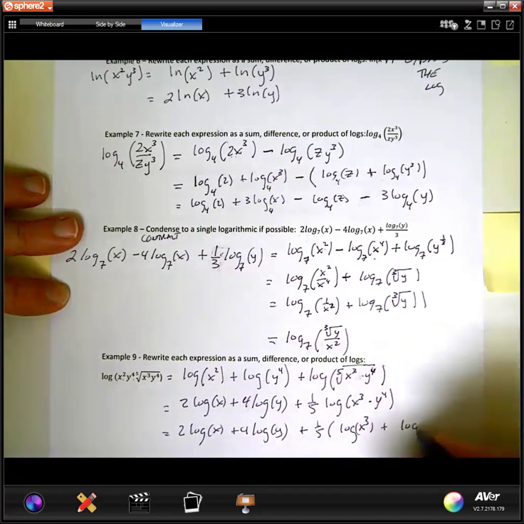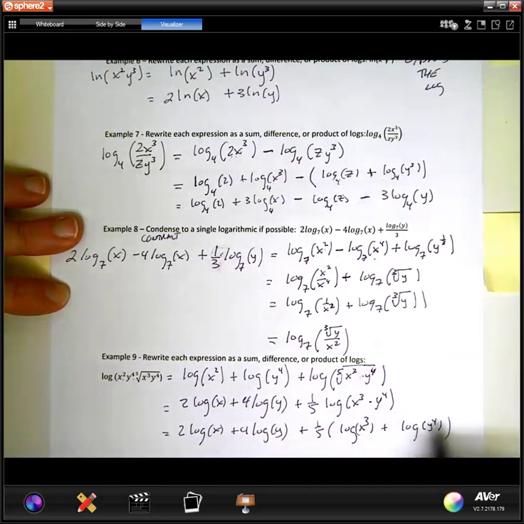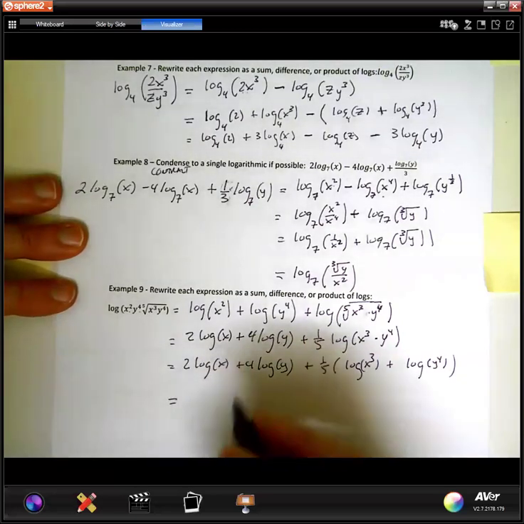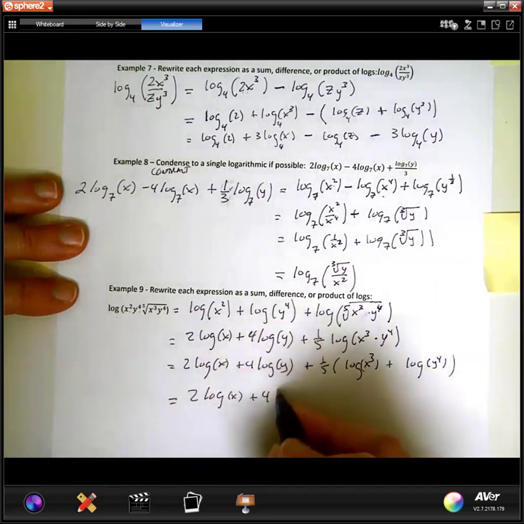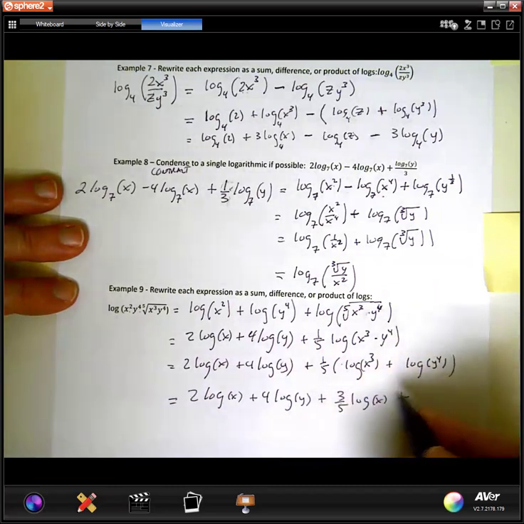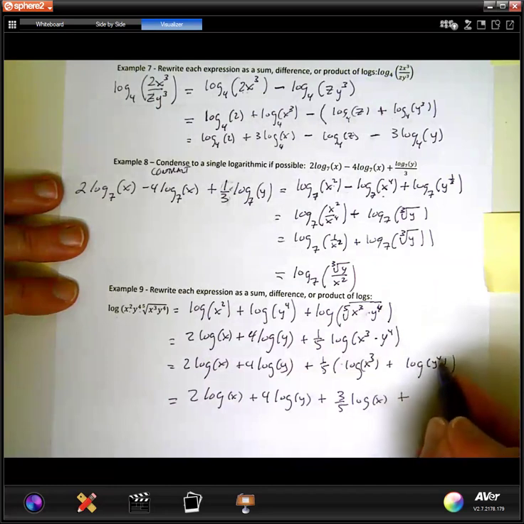again, using the product rule, log of y to the 4th, like so. And now I'm going to bring this down, and distribute. I'm going to just do it in one shot. So I'm going to bring this down, distribute. So when I do that, I got 3/5 log of x plus, then bring the power down here, 4 times 1/5, 4/5 log of y.